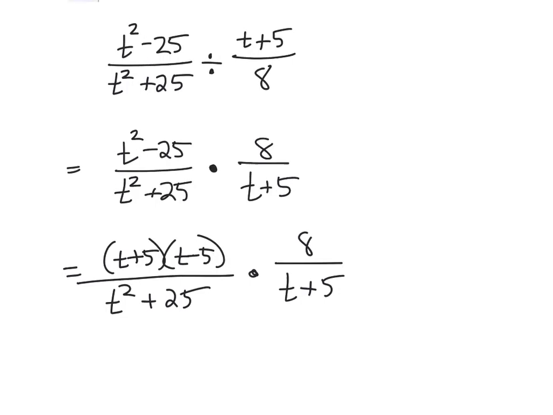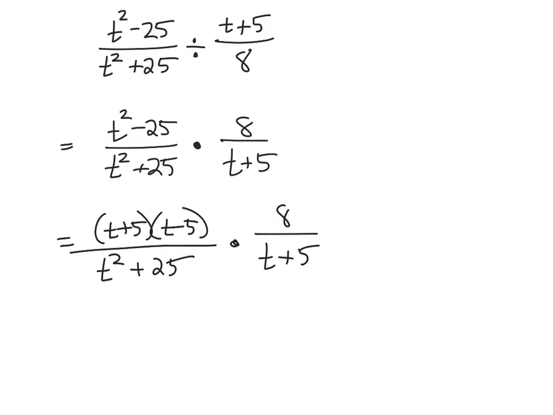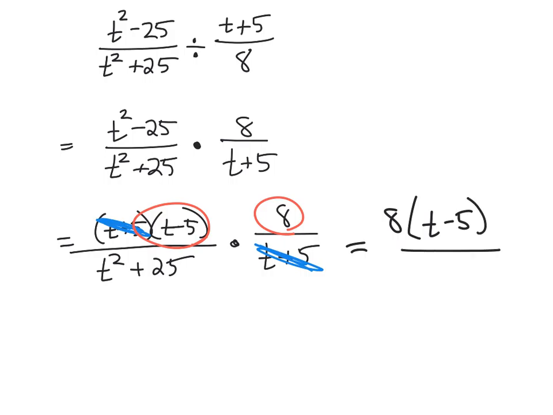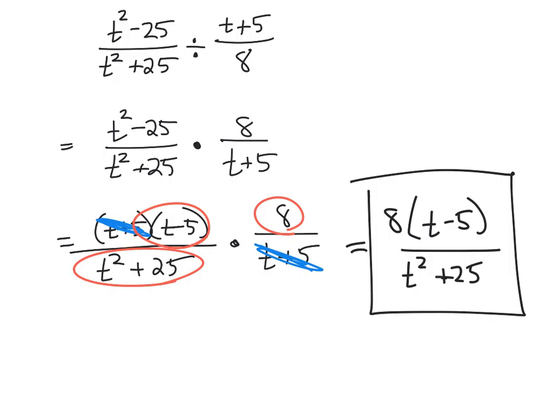So now we're going to look for a common factor. Do we have any common factors? Darn right we do. We have a t plus 5 and a t plus 5. And nothing else cancels. So what do we end up with? Well, we end up with this times this. So that's 8 times t minus 5 over, and then our denominator is just t squared plus 25. And nothing else cancels. So that is our final answer.